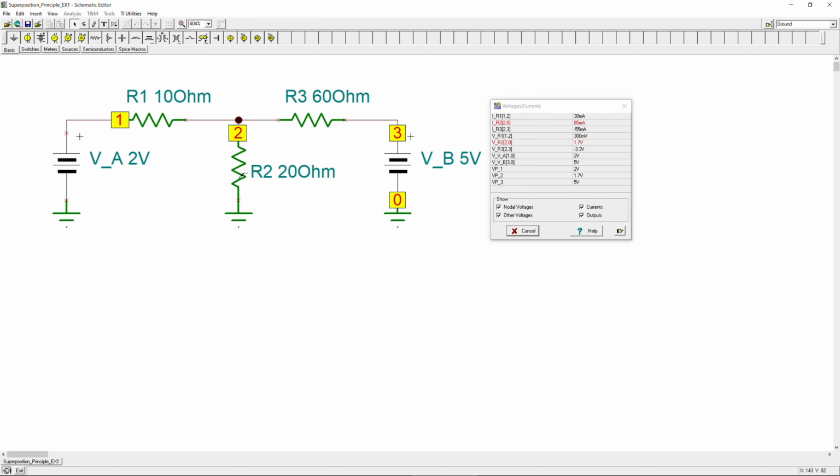All right, this is then it for this first example about the superposition principle for this circuit having 2 DC voltage sources, both ideal, and 3 resistors. We will continue in the next examples, discussing more complicated circuits to illustrate the concept of the superposition principle method.